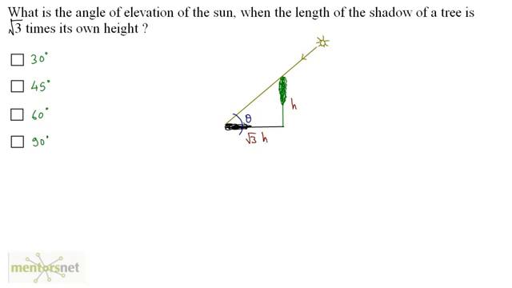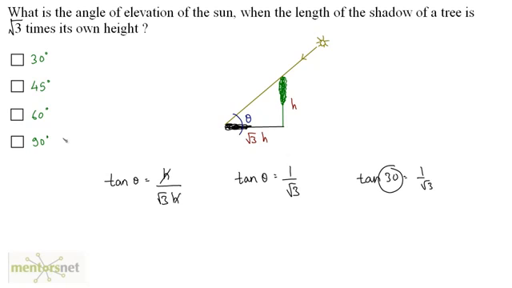So if I take tan theta, it is opposite upon the adjacent side. So I can write tan theta is equal to opposite, h, upon adjacent side, root 3 h, right? h and h get cancelled out. We have tan theta is equal to 1 by root 3. Now if you look at the trigonometric table, you'll find that tan 30 is equal to 1 by root 3. So theta is equal to 30 degrees here. So option A is the correct answer.